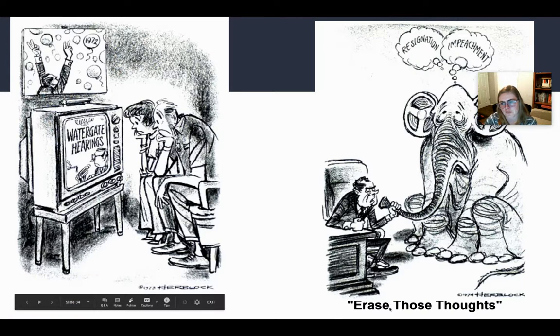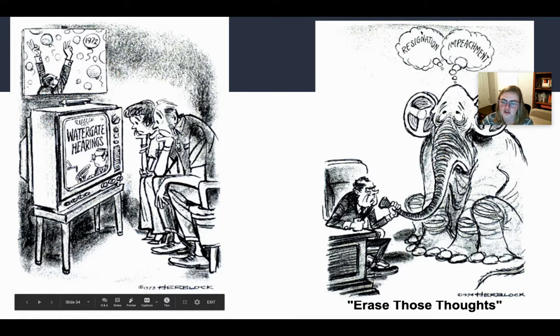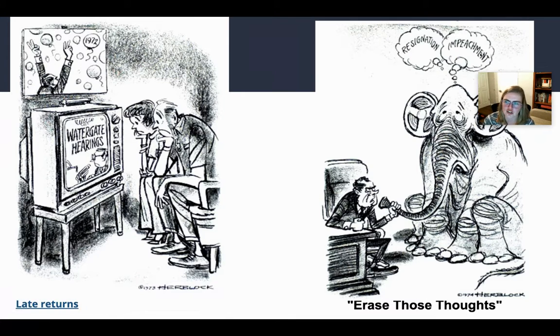Okay? And then you have Nixon, who's talking to the elephant, which represents the Republican Party, and he's saying to the Republican Party, erase those thoughts, resignation and impeachment. So essentially, don't think about these things. Again, a connection to those 18 minutes on the tapes.